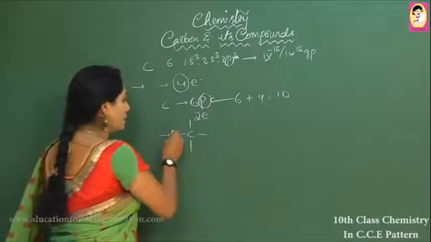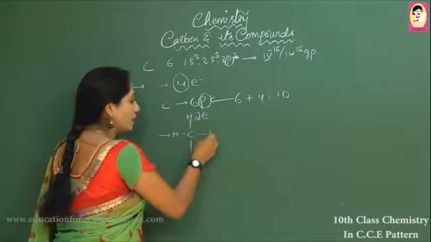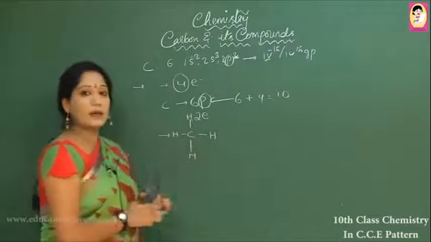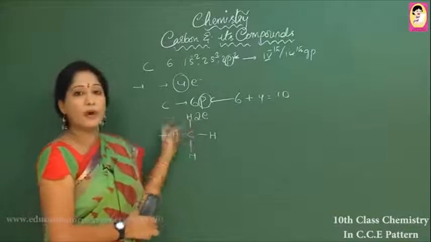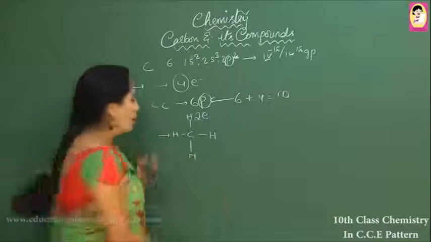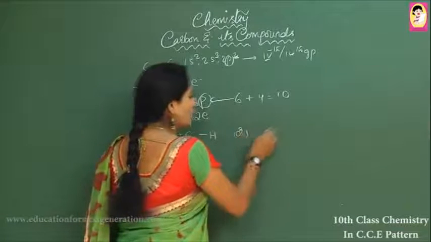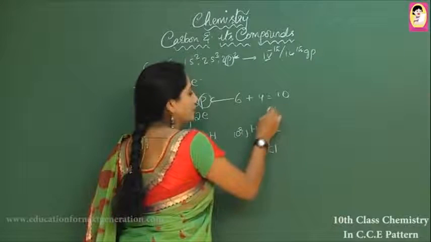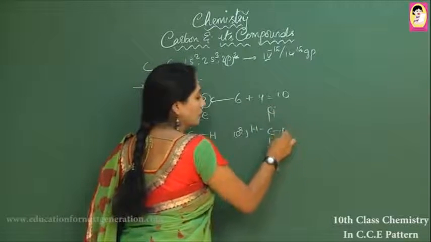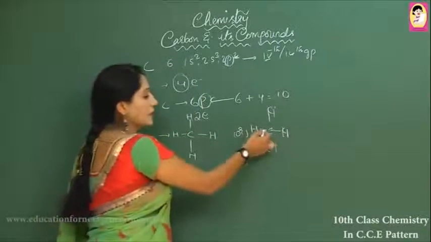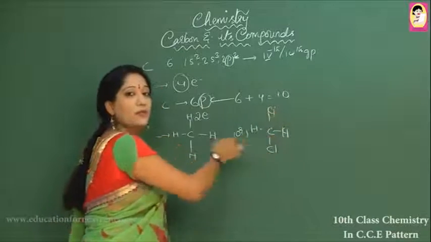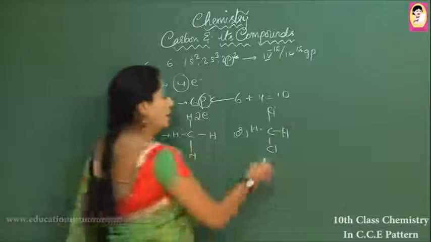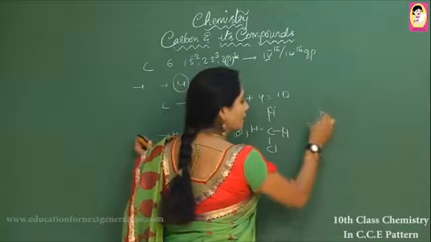Take the example of methane, where the carbon is connected to 4 hydrogen atoms. You can take another example, chloromethane, where the carbon is connected to 3 hydrogen atoms and 1 chlorine atom. Another example is bromomethane.